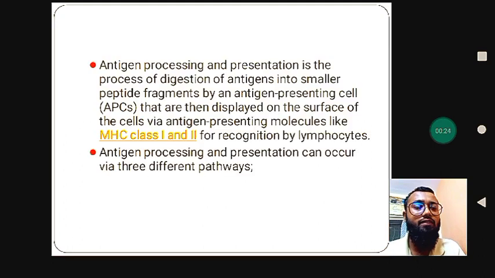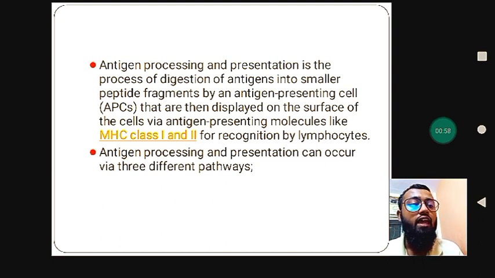Antigen processing and presentation is the process of digestion of antigen into smaller peptide fragments by antigen presenting cells, which are then displayed on the surface of the cell via antigen presenting molecules. As we know, MHC class 1 and 2 are the antigen presenting molecules for recognition by lymphocytes. When the lymphocyte recognizes it after antigen presentation, our immune system is evoked and produces a high amount of antibody against that antigen.